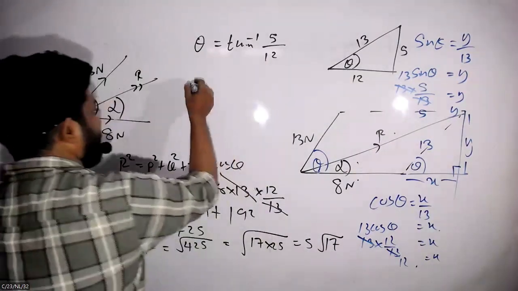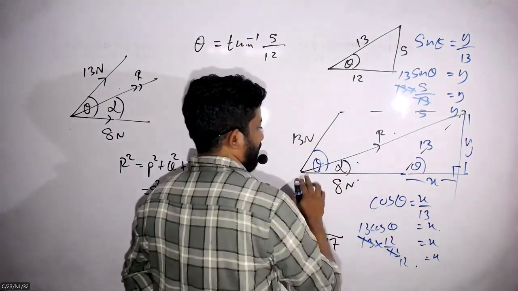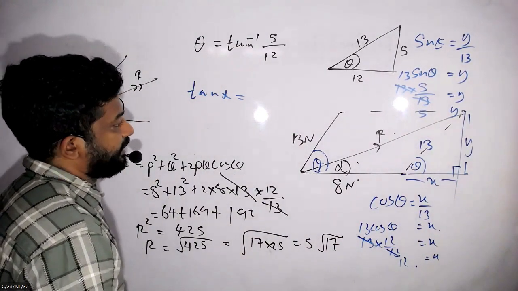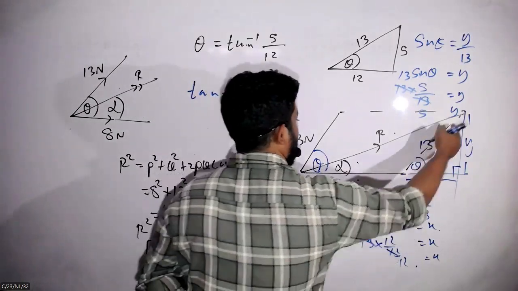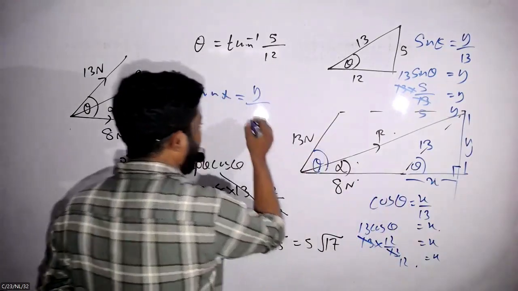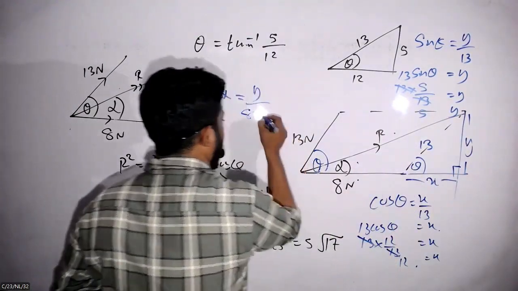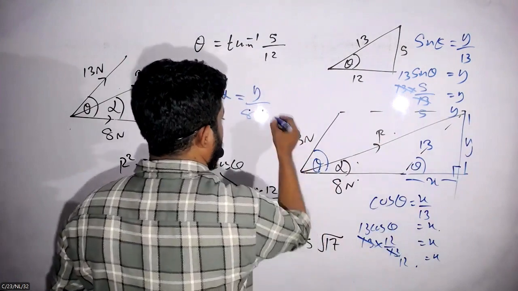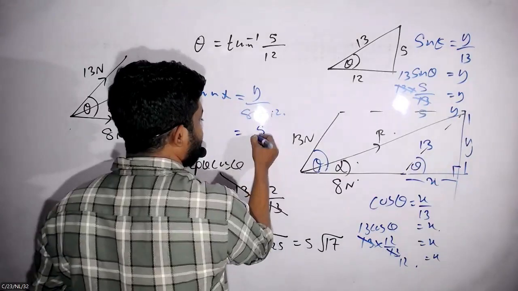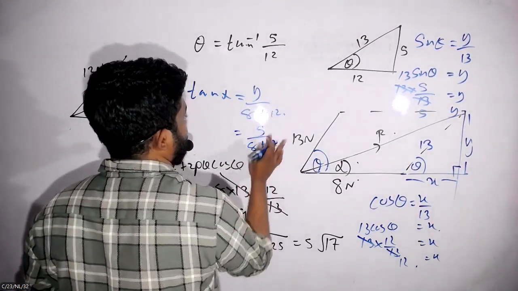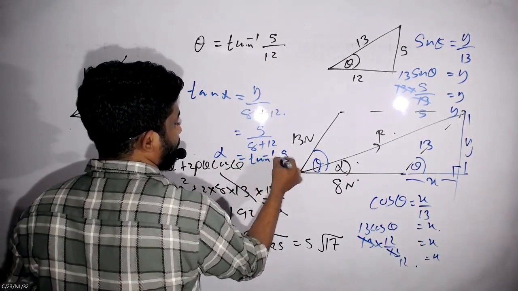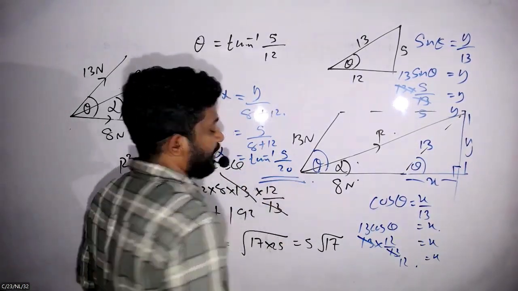Then, easy, you can find the tan value by considering this right angle triangle. Tan alpha is equal to opposite over adjacent. Opposite side is y. Adjacent side is from here to here, 8, plus x, which is 12. Y is 5, 8 plus 12. Then alpha is equal to tan inverse 5 over 20. Then you can obtain the answer.